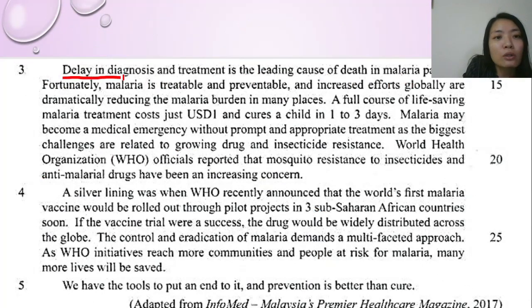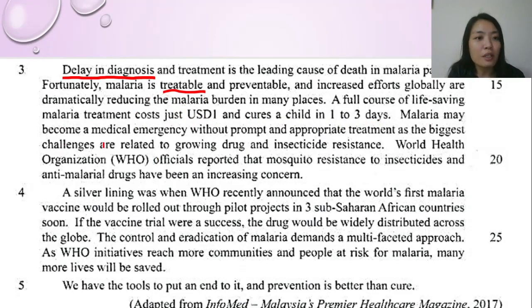Sometimes in order to find out the main idea of the text, it's best to look at the first sentence, because the first sentence acts like a topic sentence. It will tell you the main idea of the whole paragraph. So sometimes just underlining the first line of the paragraph is already enough. Then, fortunately, malaria is treatable and preventable, and increased efforts globally are dramatically reducing the malaria burden in many places. A full course of life-saving malaria treatment costs just USD 1 and cures a child in 1 to 3 days. So it says here it is treatable and it's only USD 1.